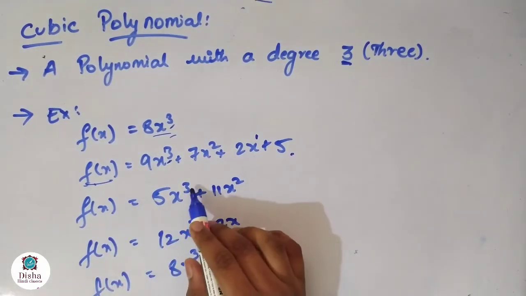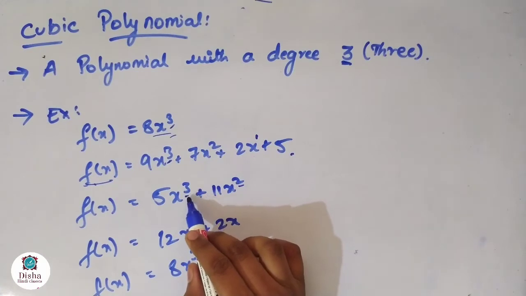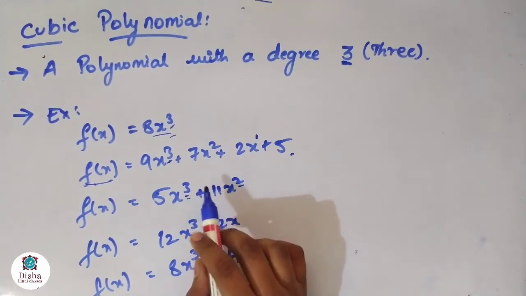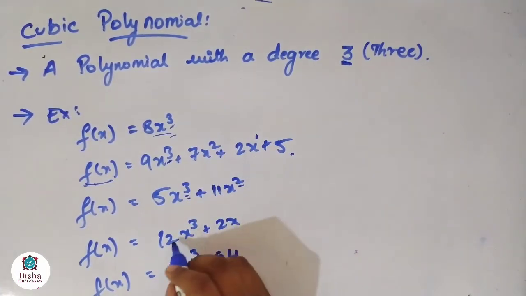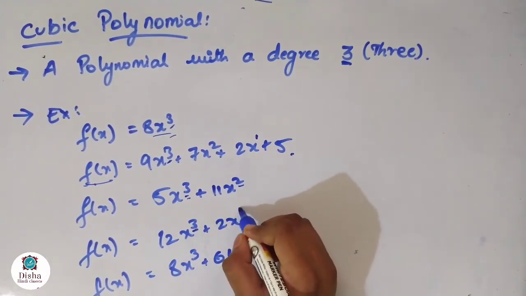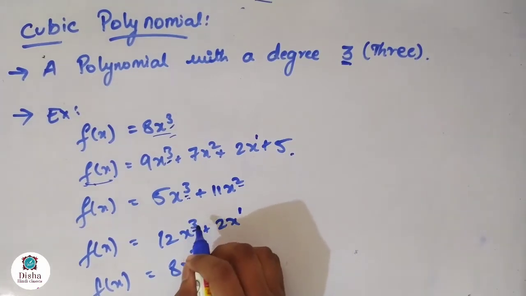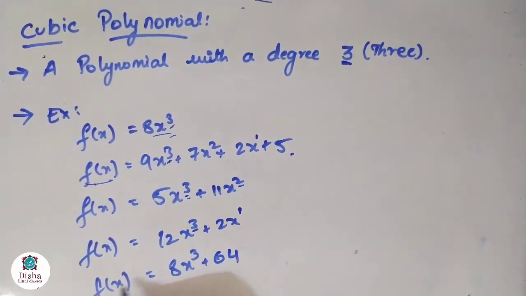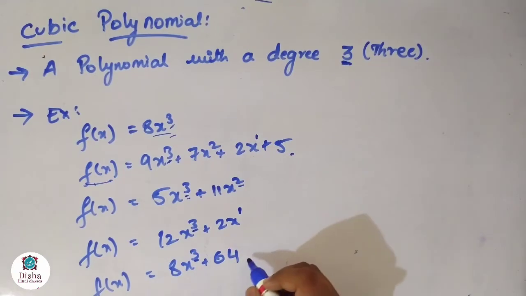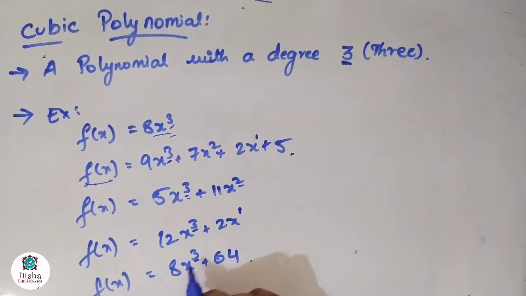F of x equals 5x cube plus 11x square. Here it is 2, here it is 3. The highest one is 3, therefore it is a cubic polynomial. And here we have 12x cube plus 2x. So here it is 3, here it will be 1. So cubic, because we have 3 as the highest power. F of x equals 8x cube plus 64. Constant always has power 0. So therefore 8x cube means the power is 3. Therefore it is a cubic polynomial.